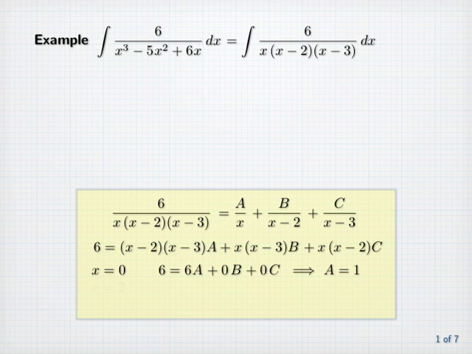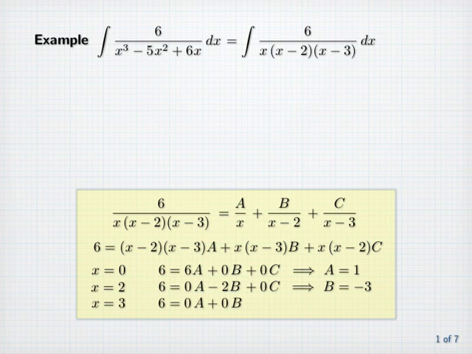Now let's notice that if we plug in x equals 2, then the coefficient of a becomes 0 and the coefficient of c becomes 0. The coefficient of b is minus 2, so we have 6 equals minus 2b, which tells us that b is equal to minus 3. Now let's plug in x equals 3. That makes the first 2 terms on the right equal 0, and it makes the coefficient of c on the right equal 3. So 6 equals 3c, which tells us that c is equal to 2.